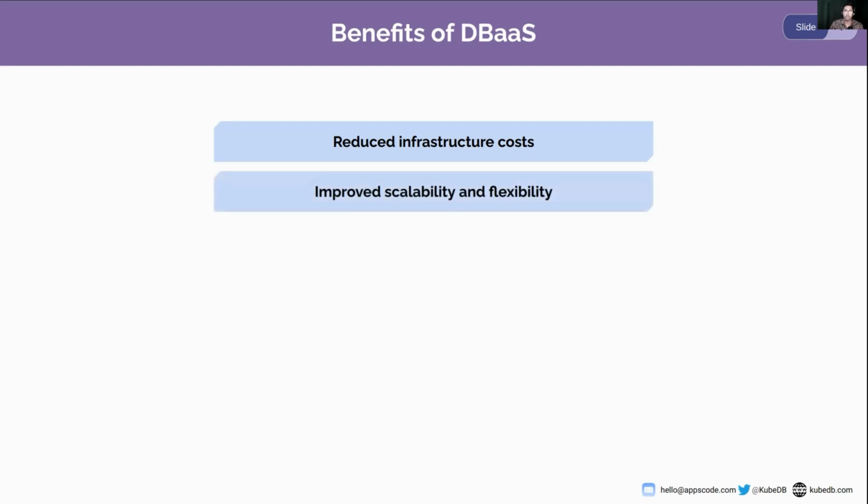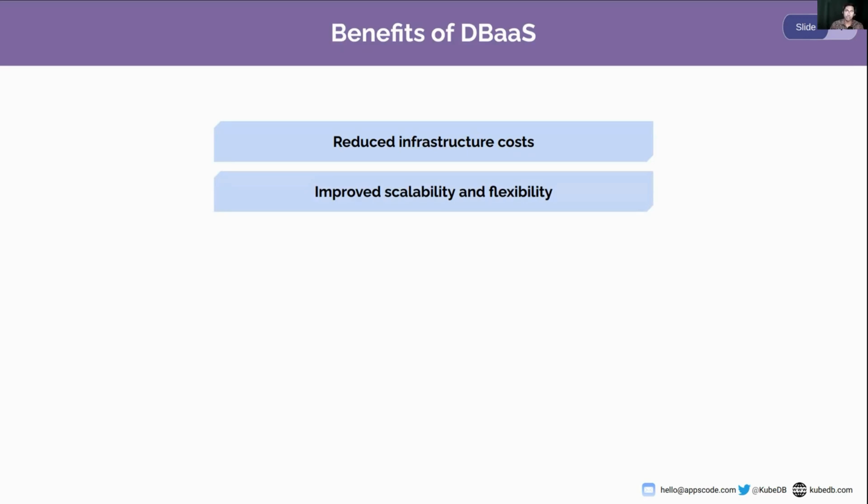The second one is obviously improved scalability and flexibility. When you go with a managed database provider, you have the flexibility to choose SQL or NoSQL databases, like KubeDB provides: MySQL, Postgres, and also MongoDB, and Redis for caching.